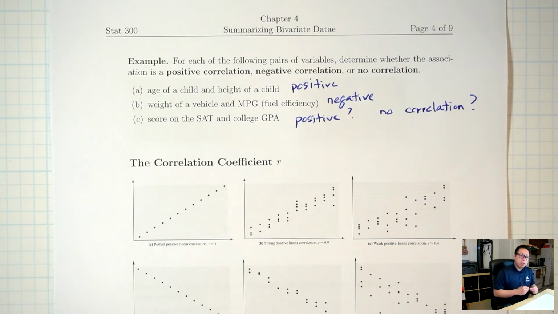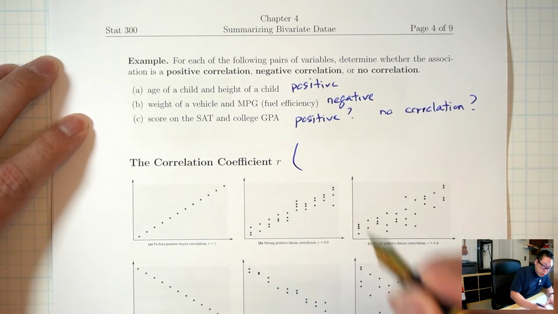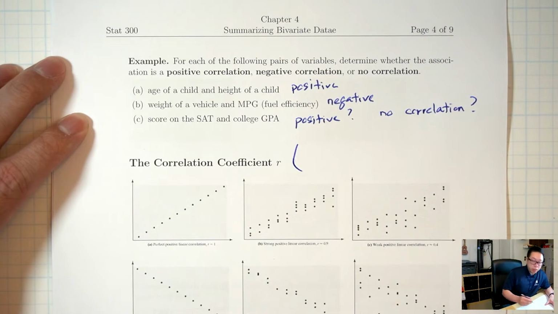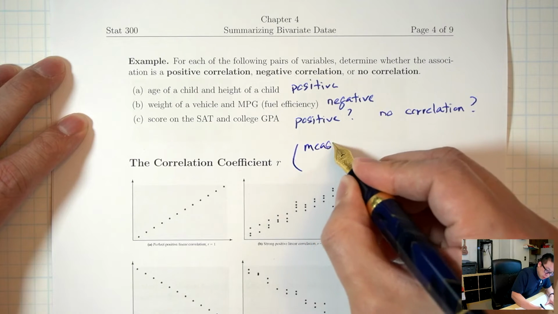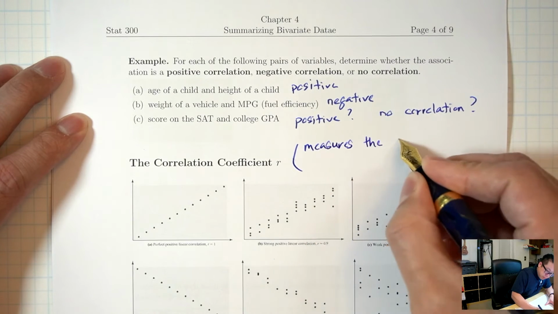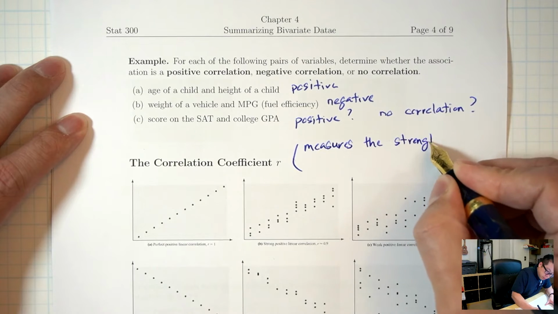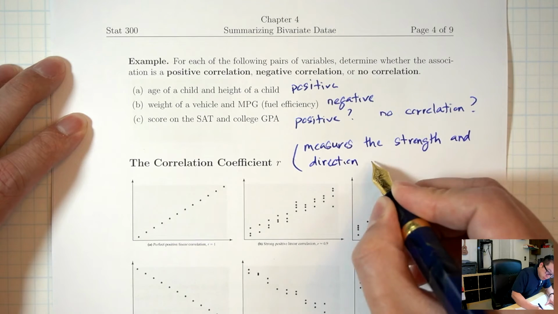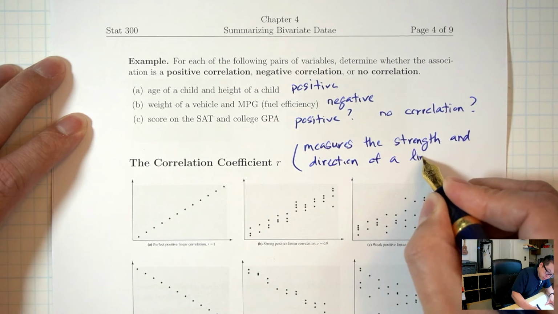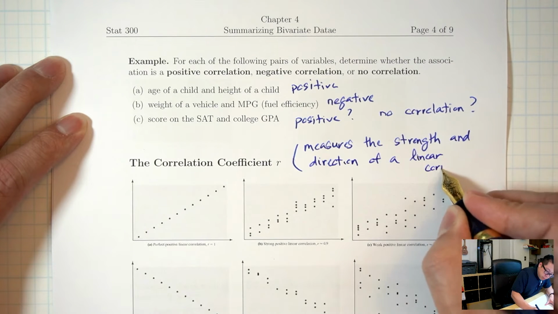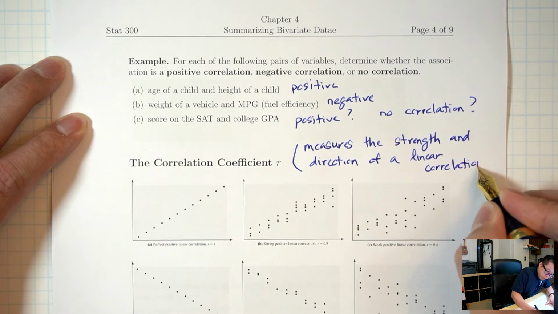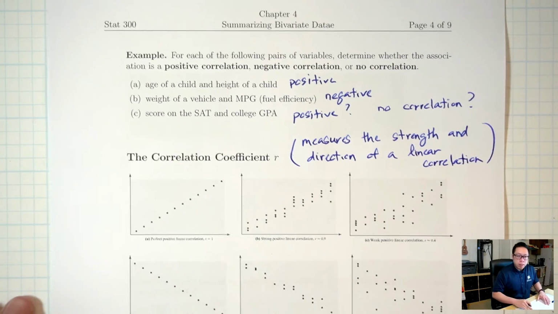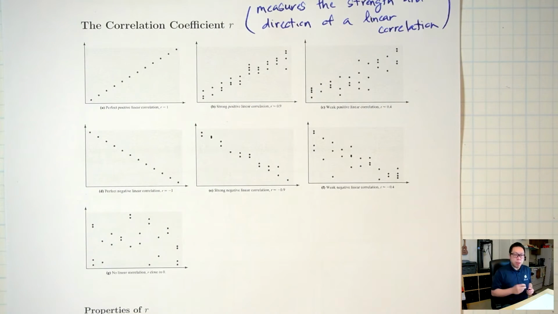Okay, next thing I want to talk about is the correlation coefficient. So the symbol is R, and this is a number that's going to measure the strength and direction of a linear correlation. And what I want to do here is just let's stare at these pictures for a little bit.